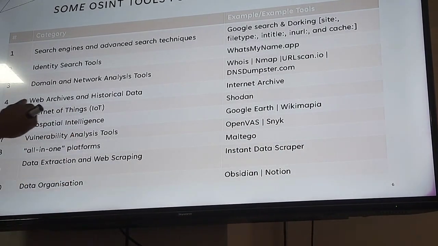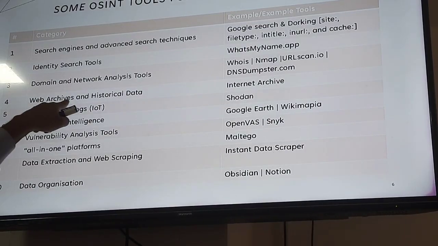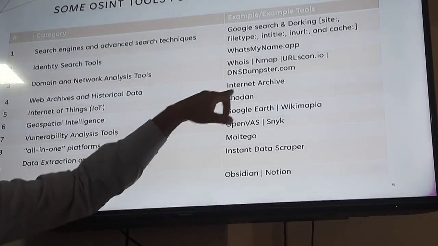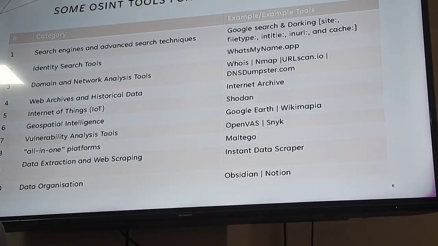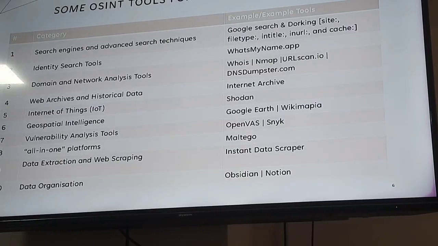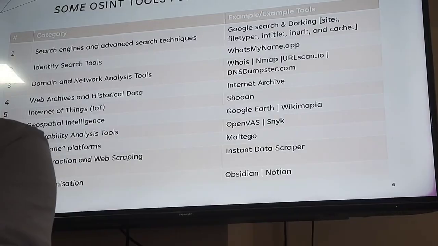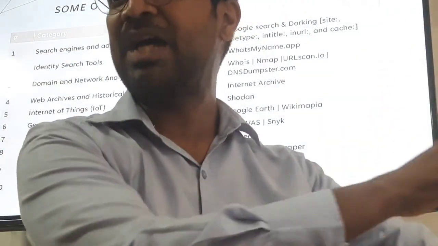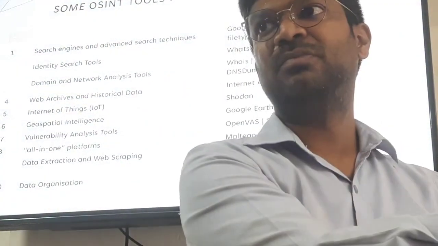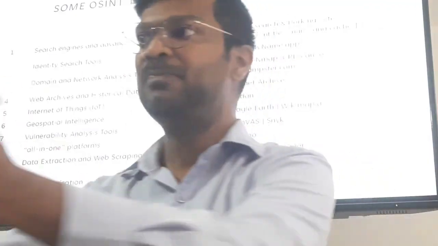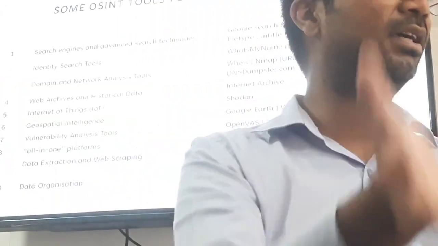Okay. So the fourth one, web archives and historical data. These are internet archives, web information. Technically, an archive is a stored snapshot of the data source. This can be across time. For example, the Wayback Machine gives website snapshots across time.